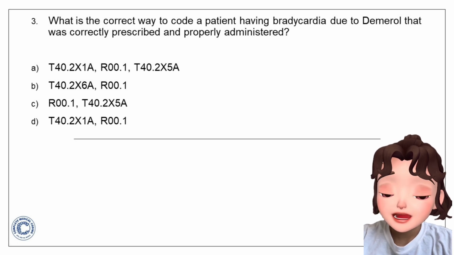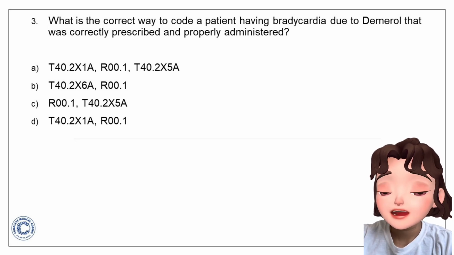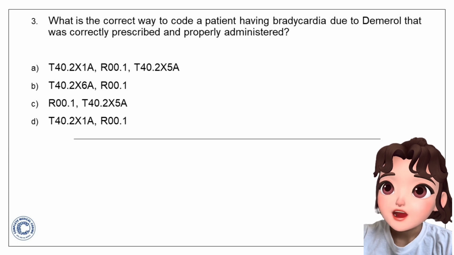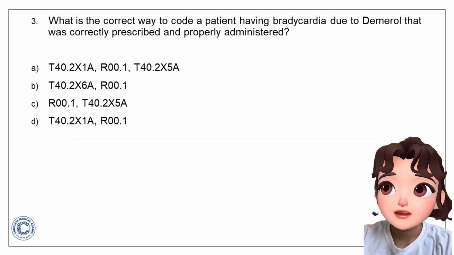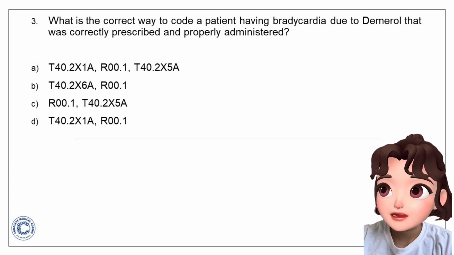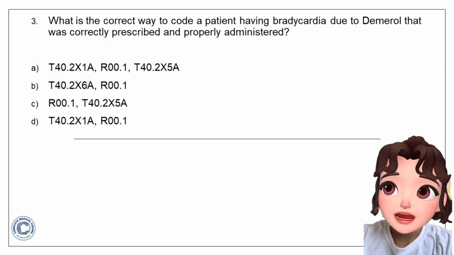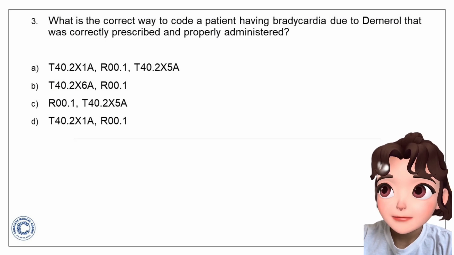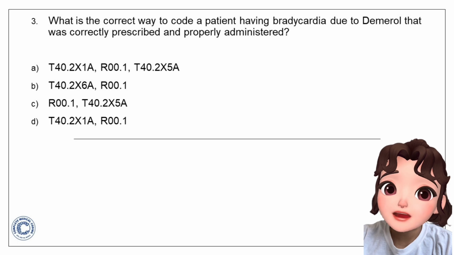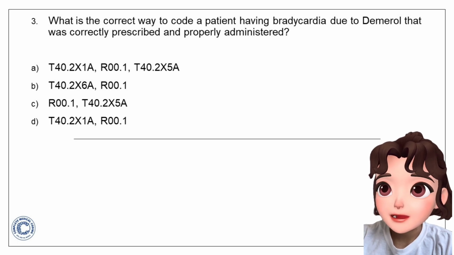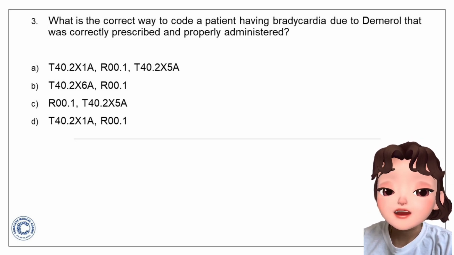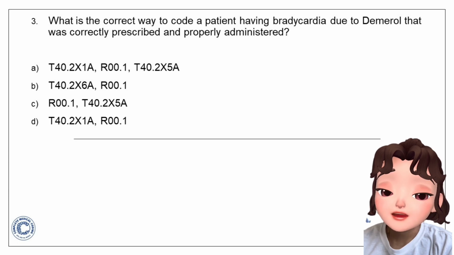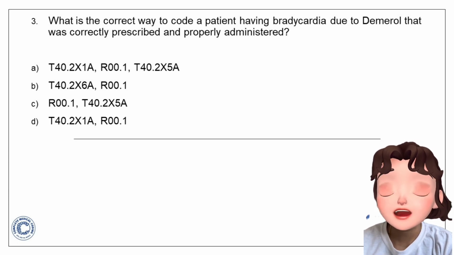T40.2X5A is the correct T code, which is there in options A and C. Option A is not correct because 2X1A is there. So option C will be the answer, T40.2X5A. And what is the other, R00.1? It represents bradycardia. Now the patient is in the hospital for bradycardia, so you have to code. Which code should come first?